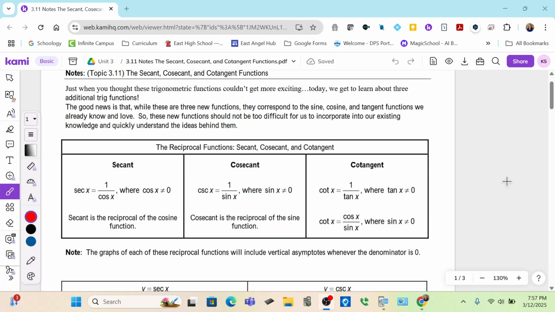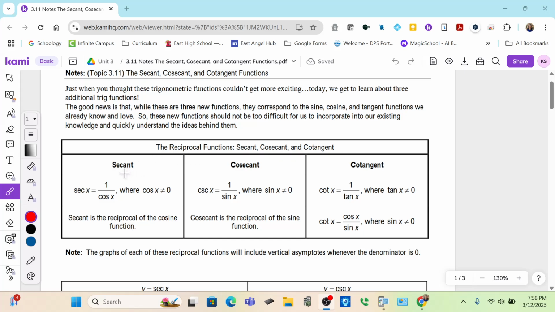In this video, we've got three new trig functions. They are secant, cosecant, and cotangent. Now, while I know it might seem logical to say that secant is going to go with sine, it actually goes with cosine, and cosecant goes with sine. And what these functions are, they're the reciprocals of cosine, sine, and tangent.